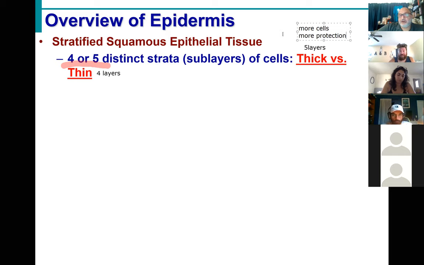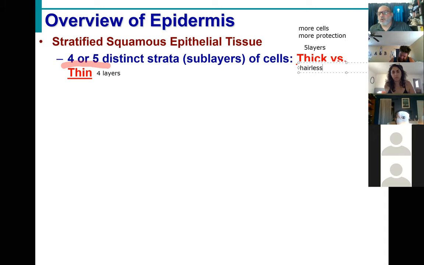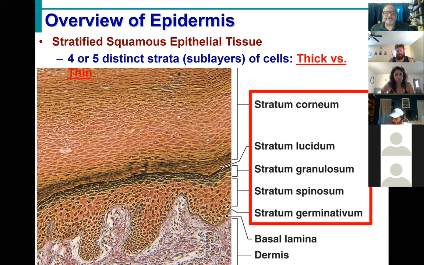Hair. There you go. Absolutely. Thick skin does not have hair on it. Thick skin is hairless skin, right? No matter what type of activities you participate in by yourself this weekend, no hair is going to grow on the palm of your hands, right? Thick skin is hairless skin. There is no hair on the thick. So there are more cell layers, more cells, more protection, lighter color, and no hair. That is the big difference, right?